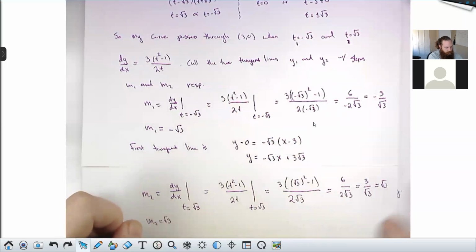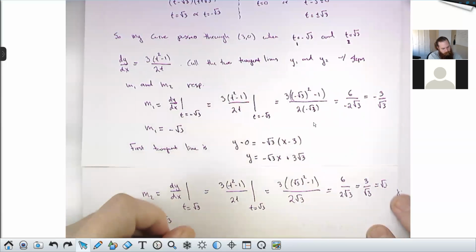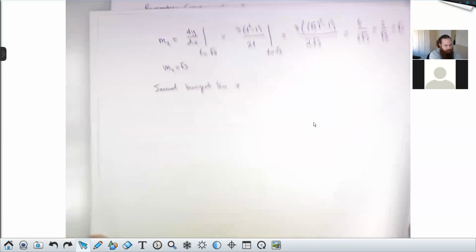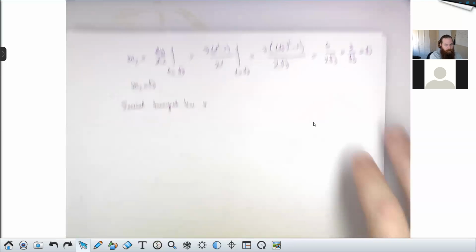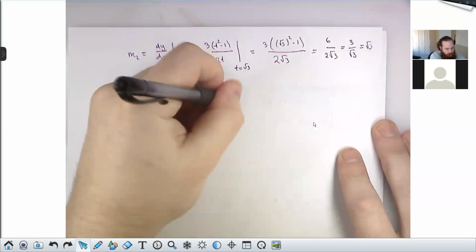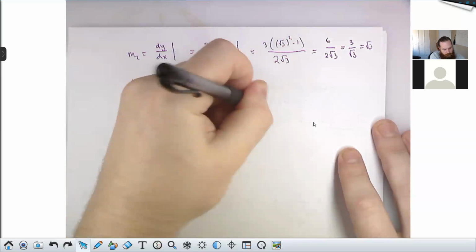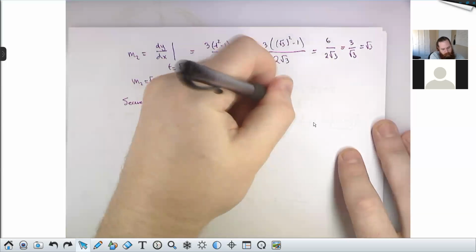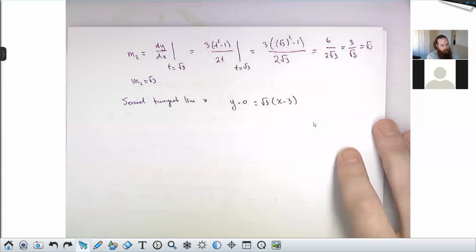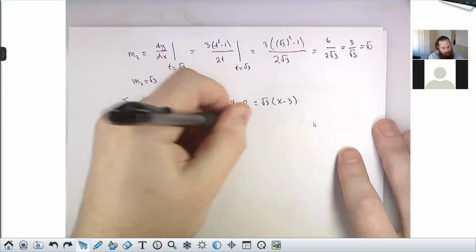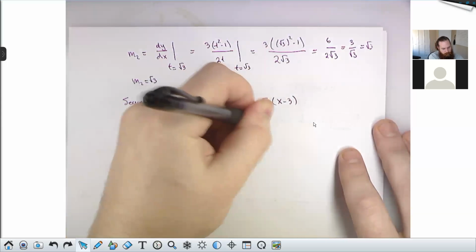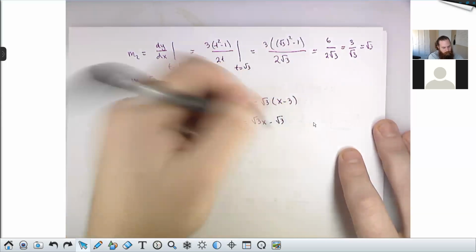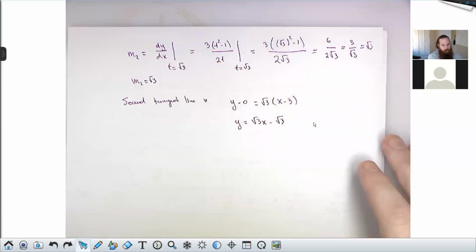So the second tangent line, again, I'll use my point slope formula. The second tangent line is y minus 0 equals root 3 times (x minus 3), which is just y equals root 3 x minus 3 root 3. So those are the two tangent lines.